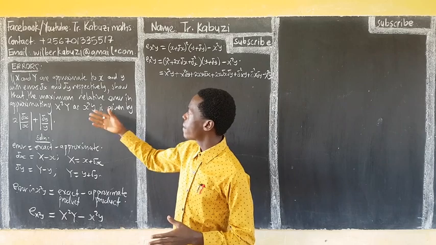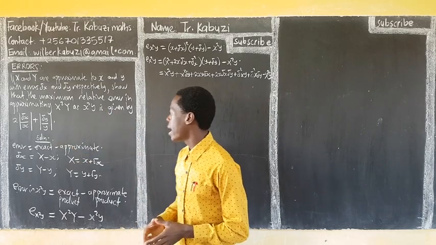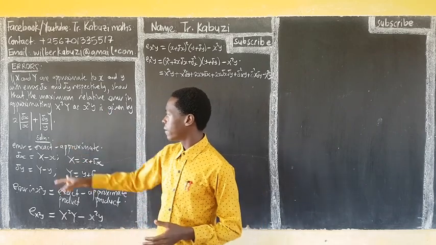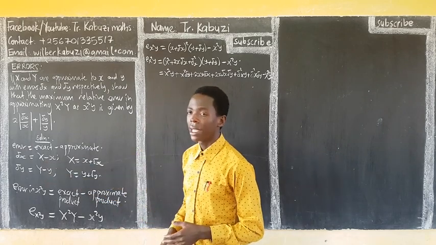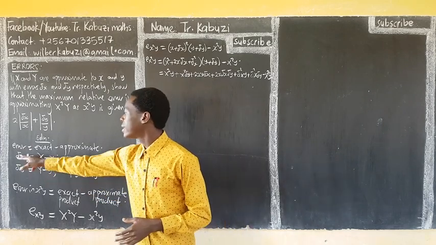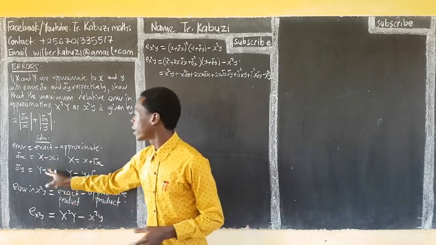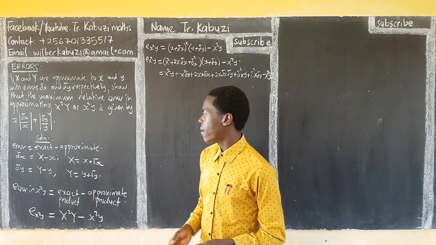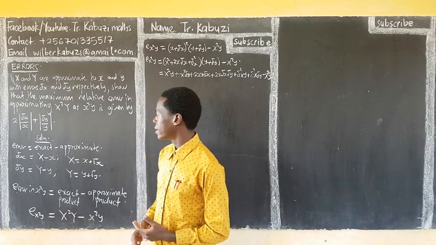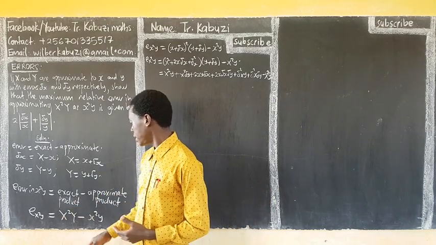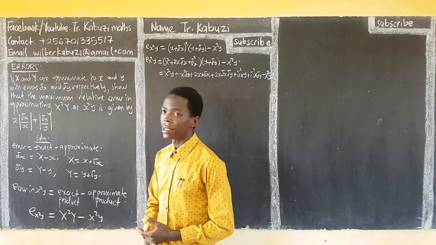So it's the maximum relative error that is given by this. You know that error is always given by exact minus approximate. If you take the exact sum, you take this side, you get that. Also take this side, you get that. So the error in this is going to be the exact product minus the approximate product. So the exact is this, the approximate is this.